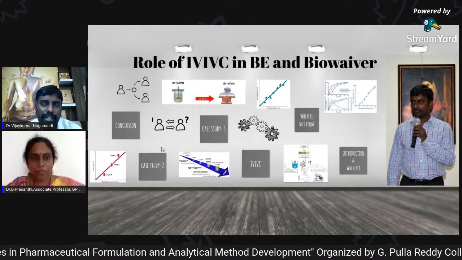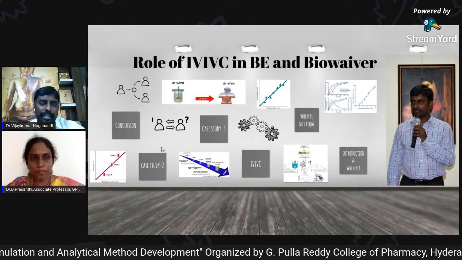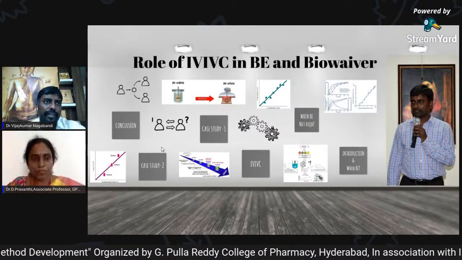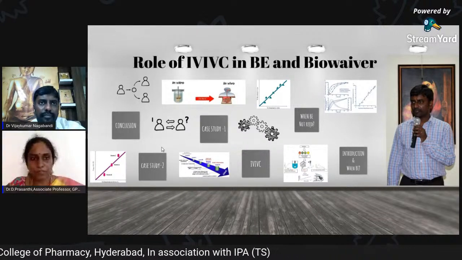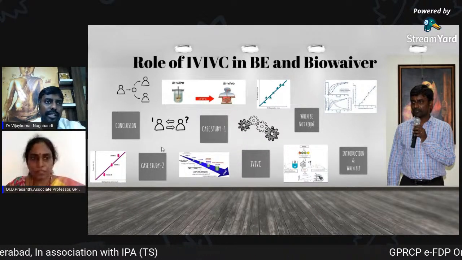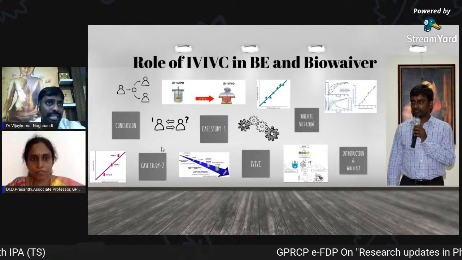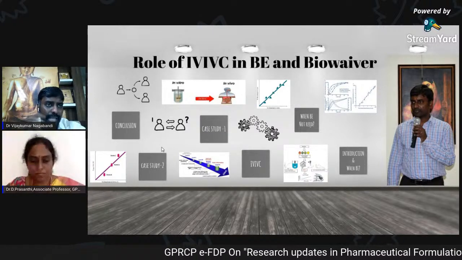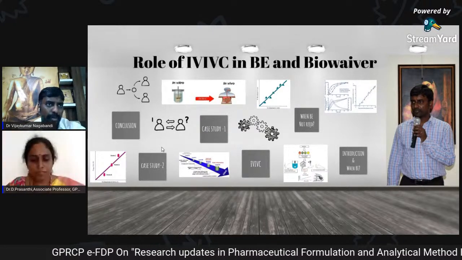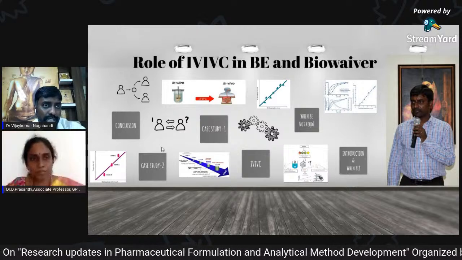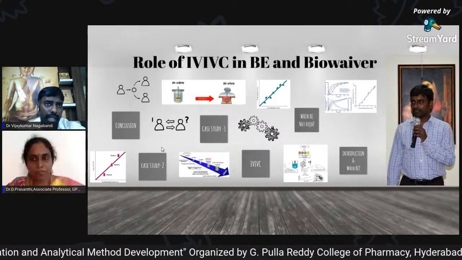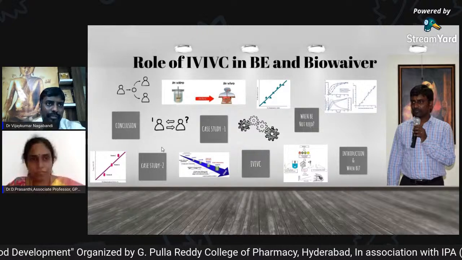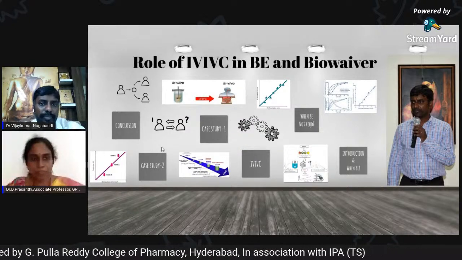F2 is the similarity factor. There is a formula to calculate the similarity factor. It should be more than 50. If we get more than 50 in all the media suggested by the FDA, then that itself is sufficient to get the biowaiver for the remaining strengths. But we should have the same composition, same drug to excipients ratio, dose proportionality, and the same manufacturing procedure. And all other quality attributes should also be the same. Then only can we get the biowaiver for the remaining strengths.